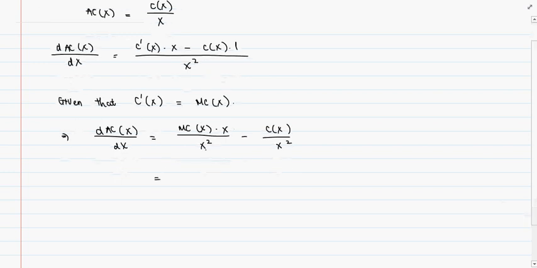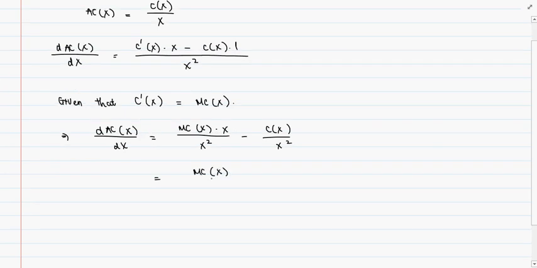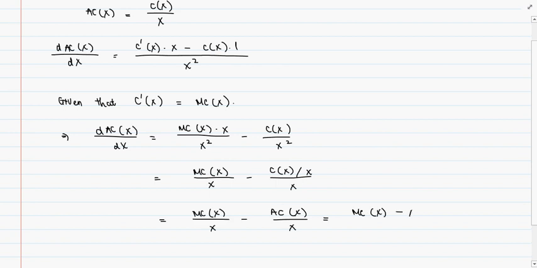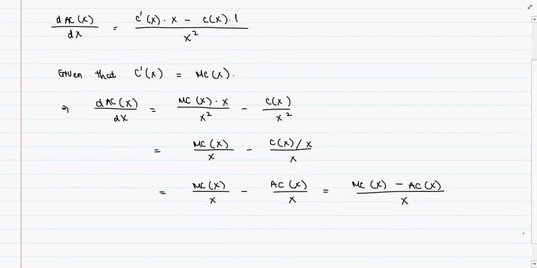Now X divided by X squared will just give me X, so I got marginal cost of X divided by X, and over here I got C(X) on X squared. C(X) on X squared is basically C(X) on X, everything divided by X, and we know that C(X) on X is just the average cost function, so that gives me marginal cost of X minus average cost of X, and everything divided by X. This is what the question is asking you to prove.